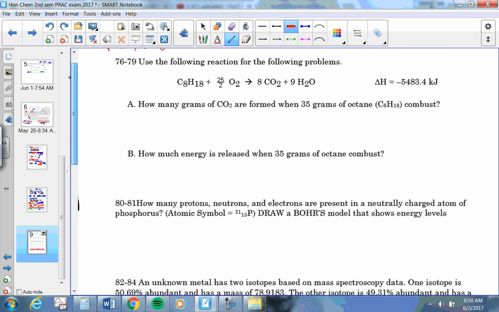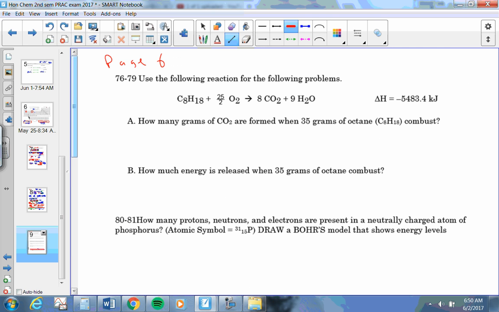So coming back up to the top, it's another stoichiometric problem. Don't let the 25 halves oxygen fool you. You could convert that to 12.5 if you had to, but let's just see if we really need to. Use the following reaction. Okay, it's balanced. It is a complete combustion. To determine A, how many grams of CO2 are formed when 35 grams of octane. So we know what we're going to start with is this, and they're only asking us about this.